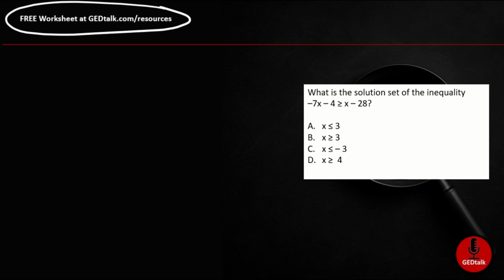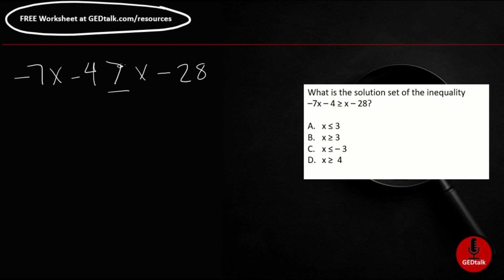What is the solution set of the inequality negative 7x minus 4 is greater than or equal to x minus 28? And then we have obviously the multiple choice answers for us. So let's go ahead and tackle this. So I have negative 7x minus 4 is greater than or equal to x minus 28.